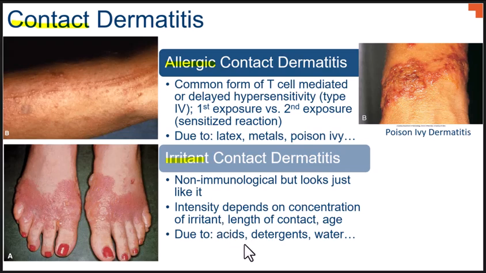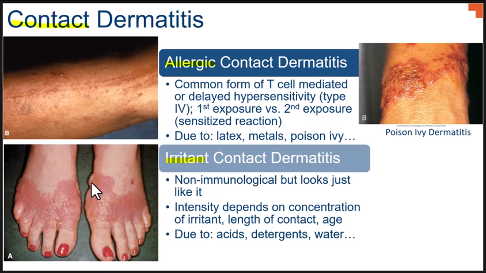So an acid is going to have more of an effect on causing an irritant contact dermatitis than water, for example. Now, what's interesting, you say water, well, what does that mean? There was quite an uptick in the amount of irritant contact dermatitis throughout COVID because people were washing their hands more thoroughly and more regularly and using alcohol-based sanitizers a lot. And what this was doing was compromising the epidermal barrier and leading to this irritant contact dermatitis.